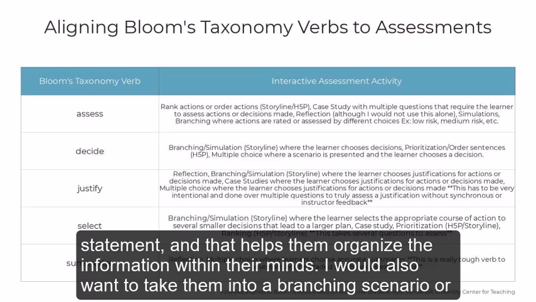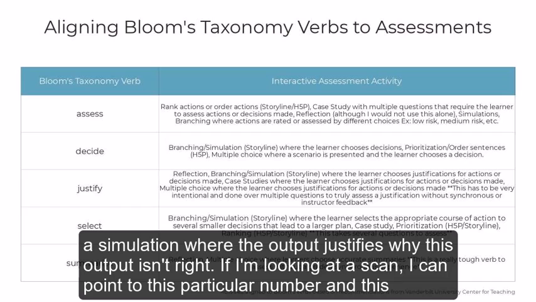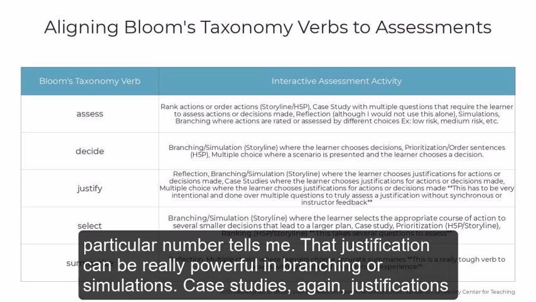I would also want to take them into a branching scenario or a simulation where the output justifies why this output isn't right. If I'm looking at a scan, I can point to this particular number, and this particular number tells me. That justification can be really powerful in branching or simulations.